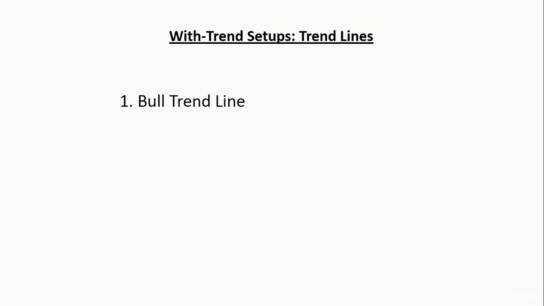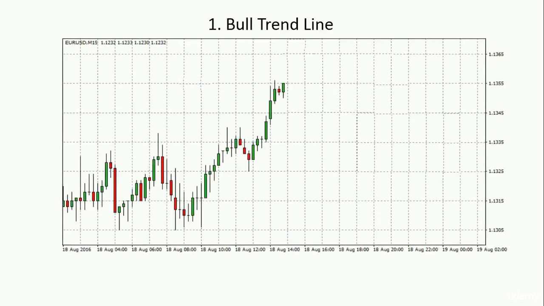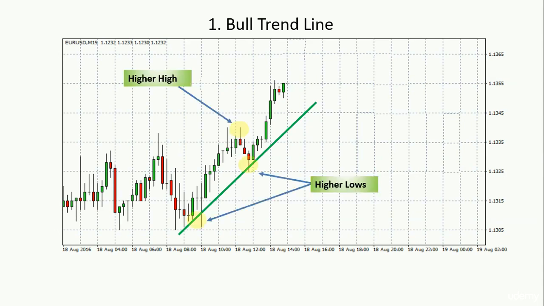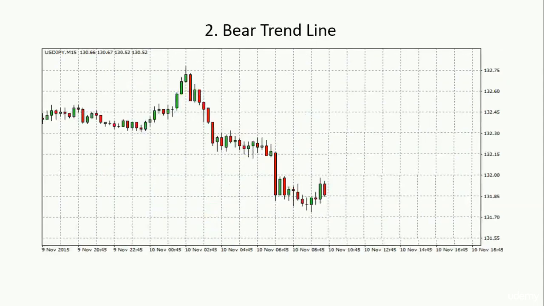Trend lines can be a bull trend line or a bear trend line. Bull trend line is simply a line with a positive slope drawn across the lows of a bull trend, similar to this one presented here. As you can see, a bull trend line in the uptrend is a line connecting two higher lows. As you know, an uptrend is a series of higher highs and higher lows.